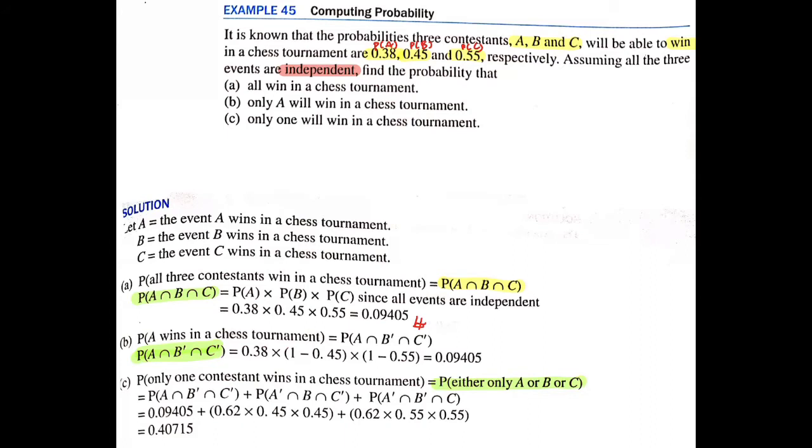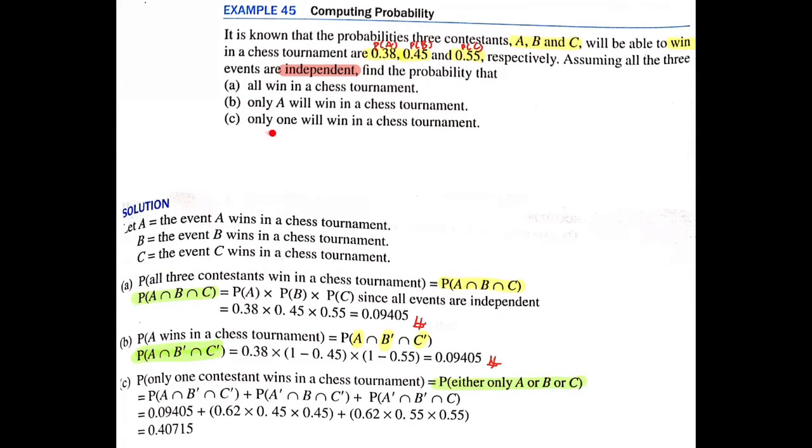When only A wins, the probability is A intersect B prime, okay, B complement, B prime because B does not win, and also C prime. So let's use the formula again. Just multiply PA with PB complement, so it's 1 minus probability B, times PC complement, which is 1 minus PC. Then just use the calculator, you'll get your answer, 0.09405. Let's look at C here.